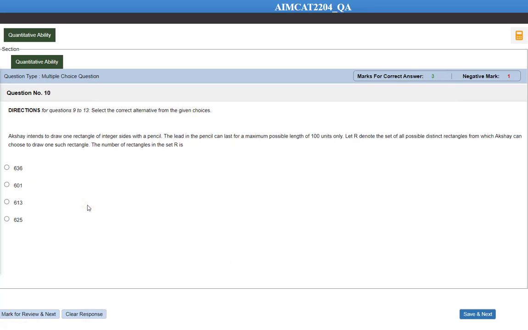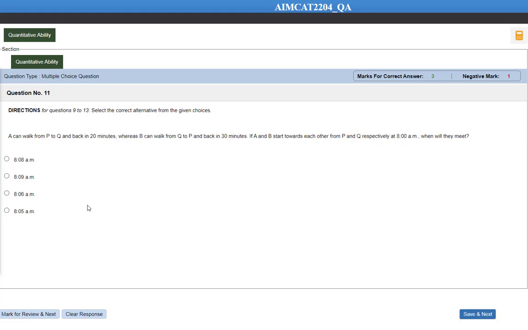Okay, question number 10, look here. Akshay intends to draw one rectangle of integral side with a pencil. The lead in the pencil can last for a maximum possible length of 100 units. Let R denote the set of all possible distinct rectangles from which Akshay can choose to draw one such rectangle. The number of rectangles in the set R. So we'll do this question later on. Hold on, it looks confusing. Okay, let's go to the next question.